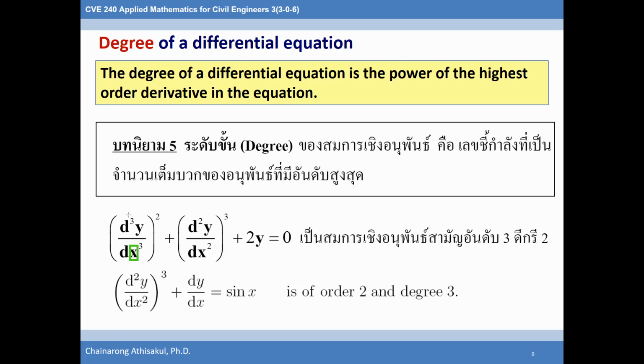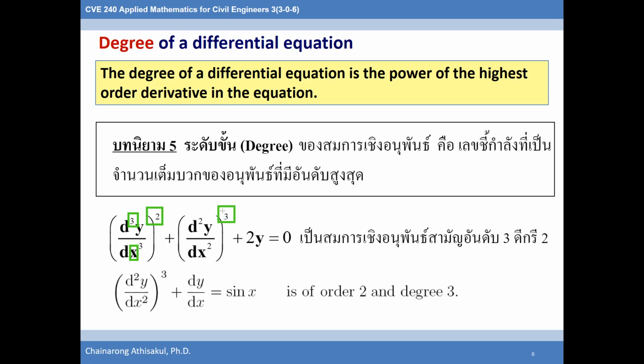And the highest order is the third order. Okay, and the degree, the highest power of the highest order derivative, okay, is equal to 2. So we call this equation the third order ordinary differential equation of degree 2. Okay, of degree 2. Okay, we will not mention this number.